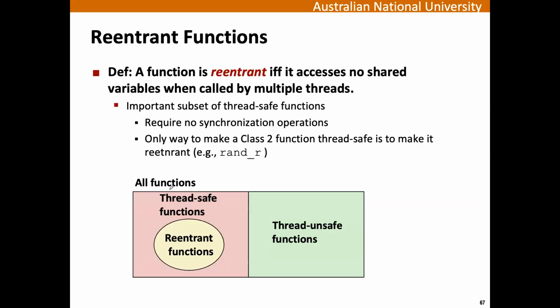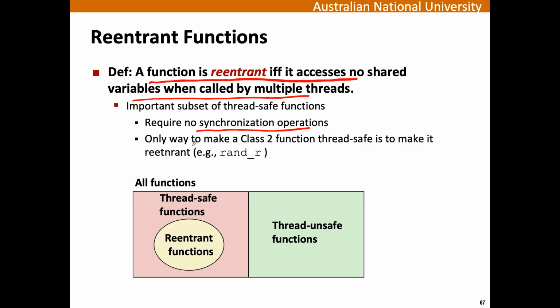There is a subset of thread-safe functions called reentrant functions. A function is reentrant if it accesses no shared variables when called by multiple threads. So reentrant functions, by definition, require no synchronization operations. And sometimes reentrant functions are useful.